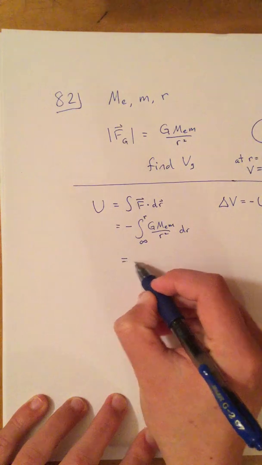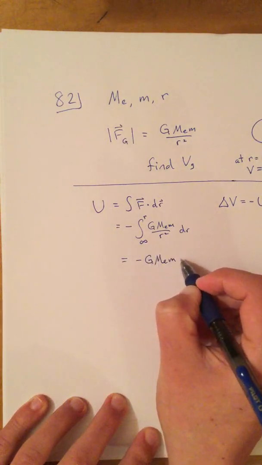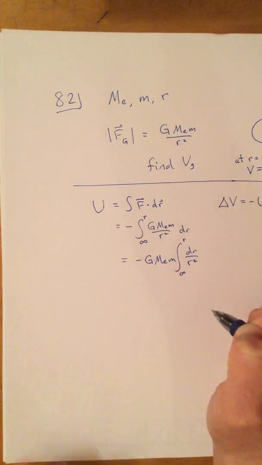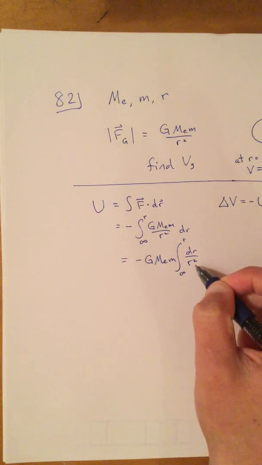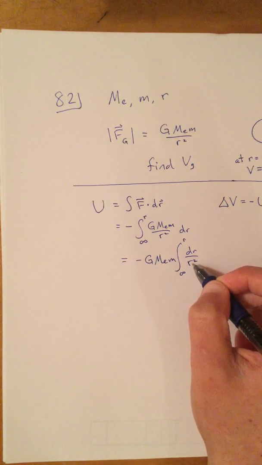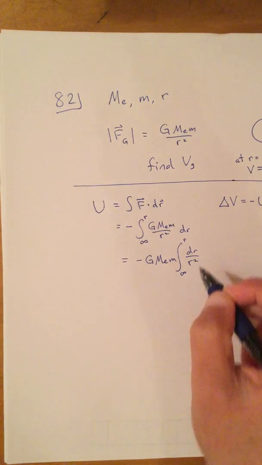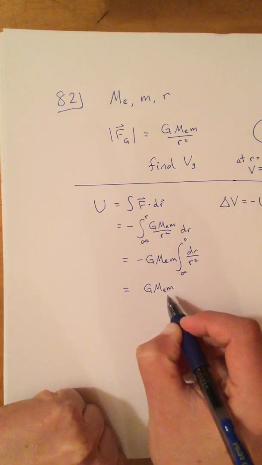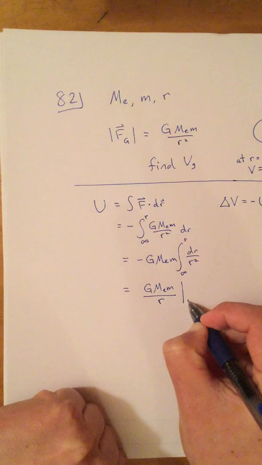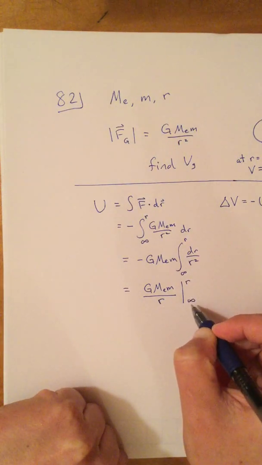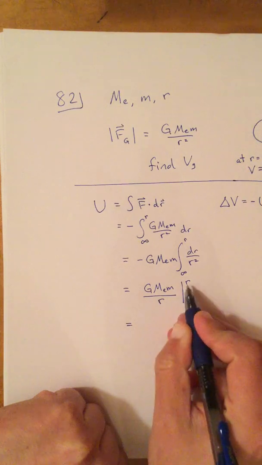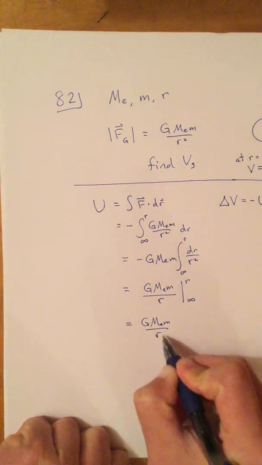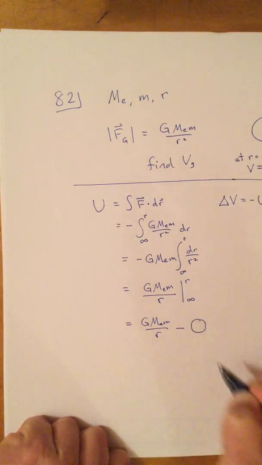So I can do this integral, pull out the masses and G. We've done this integral many times before. This is r to the negative 2, raise the power, the new power is negative 1, and divide by the new power, which is negative 1, which makes this whole thing positive. So we have G M m over r. Now it's positive. We're going from infinity to r, starting at infinity, ending at r. When you put in the upper limit of integration, you get what we had before. When you put in the lower limit of integration, you get 0.